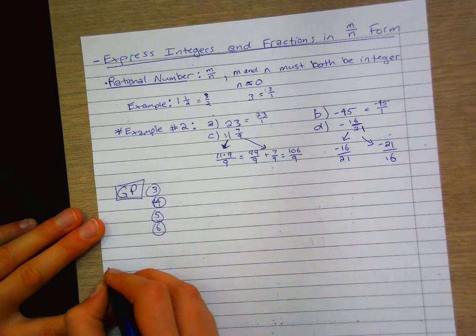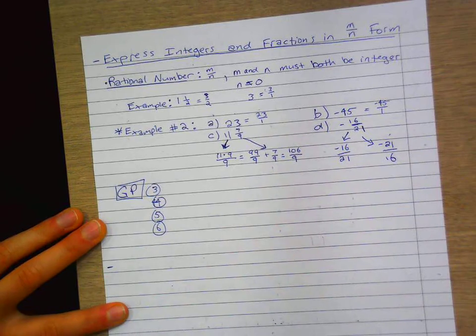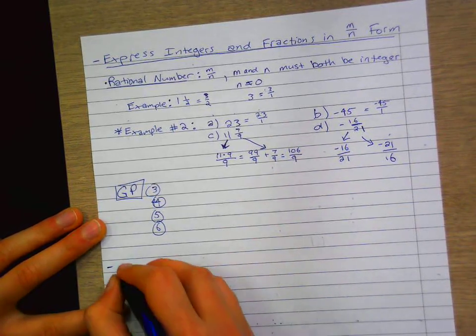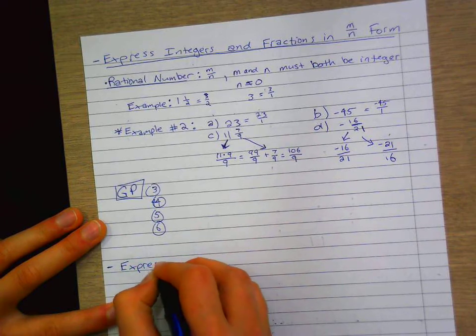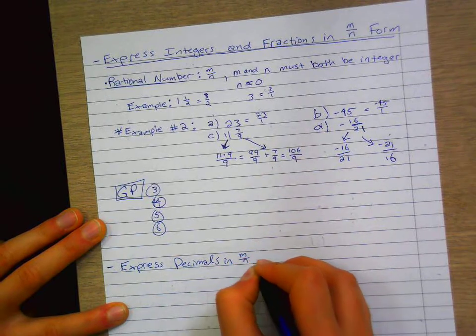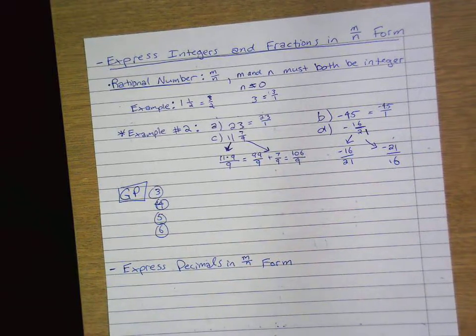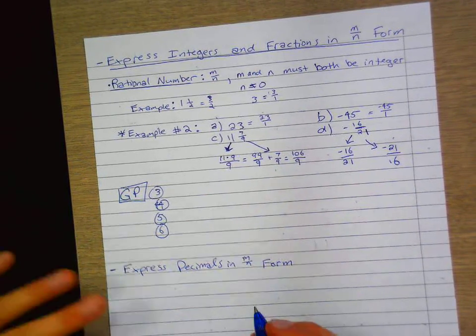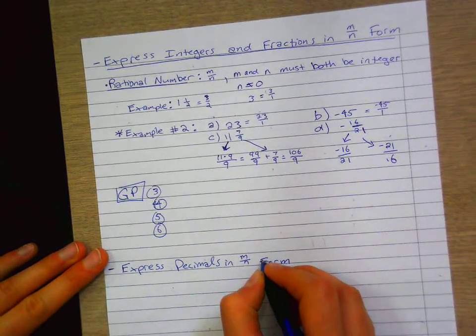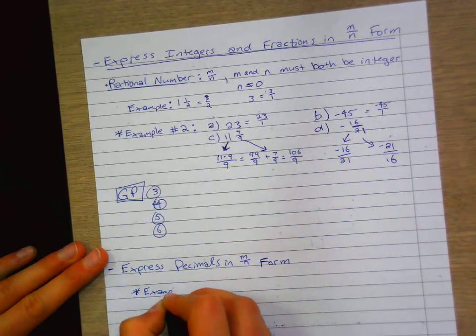Okay, once you've done guided practice problems, we're going to start the next section, which is expressing decimals in m over n form. You've learned how to express decimals as fractions. Decimals also have their negative counterparts on the number line, so you can write decimals in the m over n form. And for these, we're just going to show you an example to teach it. And this is example number 3.